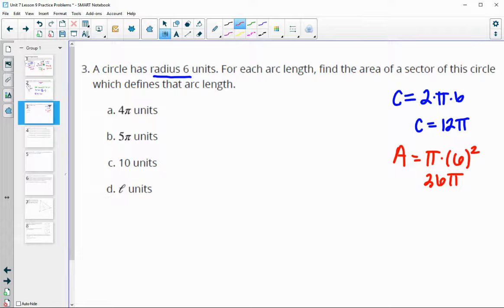So let's figure out the portion that we have so that we can figure out the portion of the area. We have 4 pi compared to 12 pi, since this is the arc length. So this is going to give us 4/12 or 1/3 of the circle. Then we want 1/3 of the total area of the circle to figure out our sector area. So 1/3 of 36 pi is 12 pi.